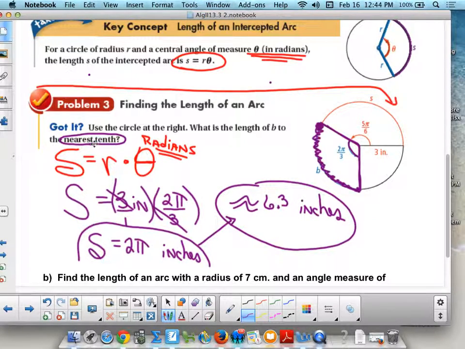Okay. This was a very straightforward problem. They gave me the radius, they gave me the central angle in radians. There's nothing to it other than plopping numbers in and working it out. Okay, try the next one. Point at your answer when you get it.